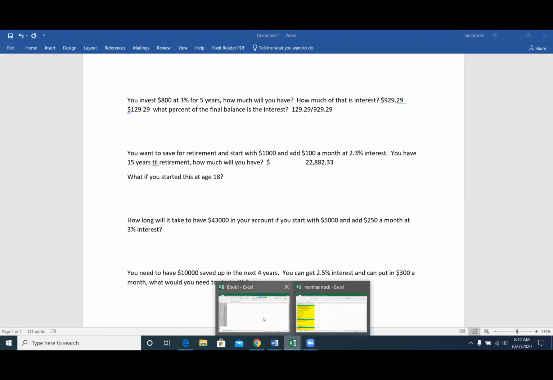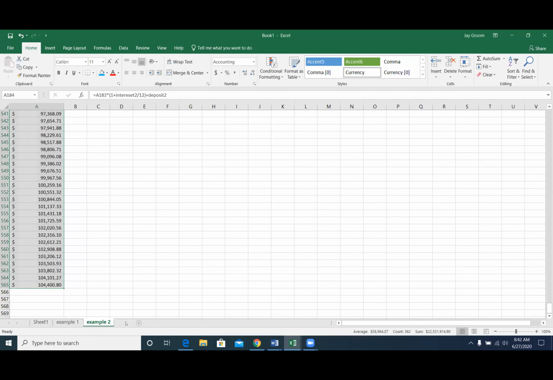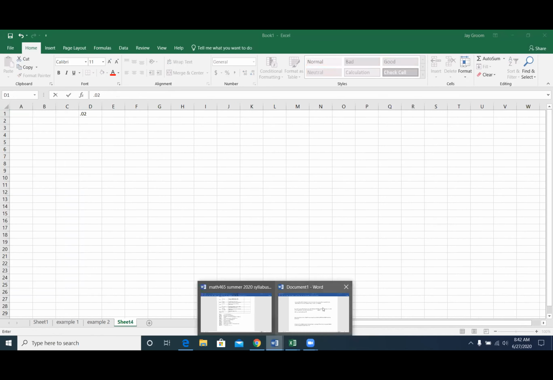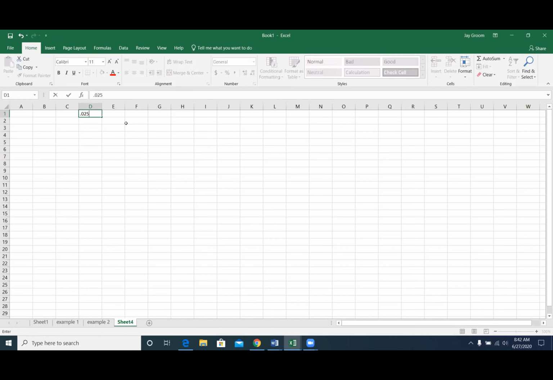Okay, and so to do this, let's do it. This works exactly the same in Google Sheets. So I'm just going to go ahead and set it up this way. So 0.02, what did I say, 525? Yep, 0.025. There we go. Name that baby interest 4, I guess, in this case. And 300 a month. Deposit.